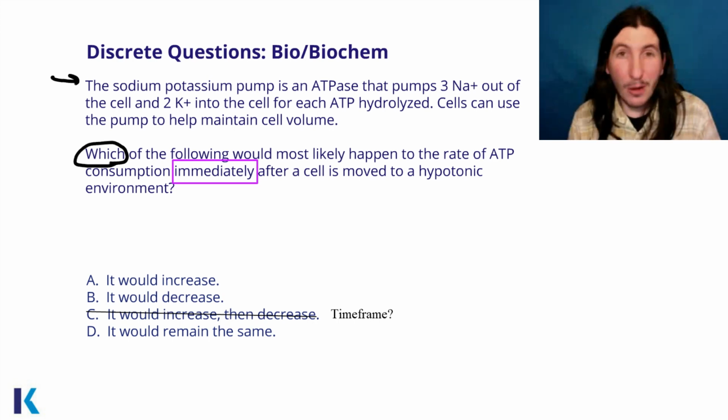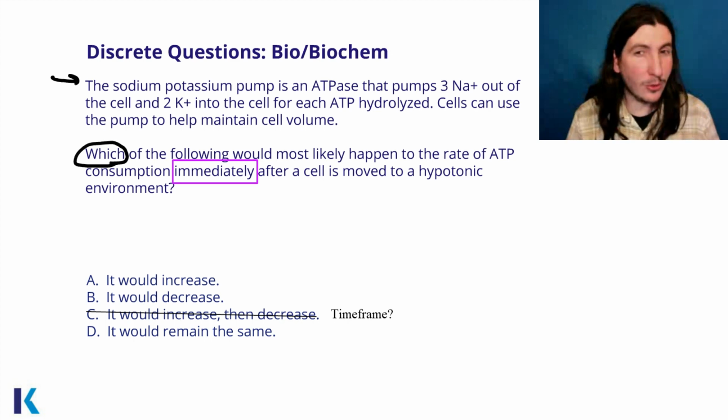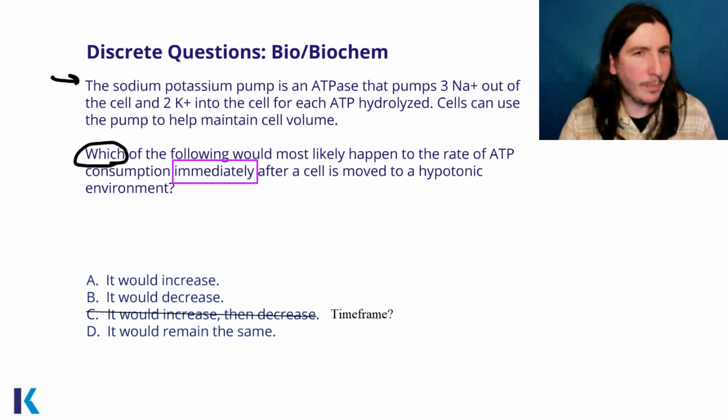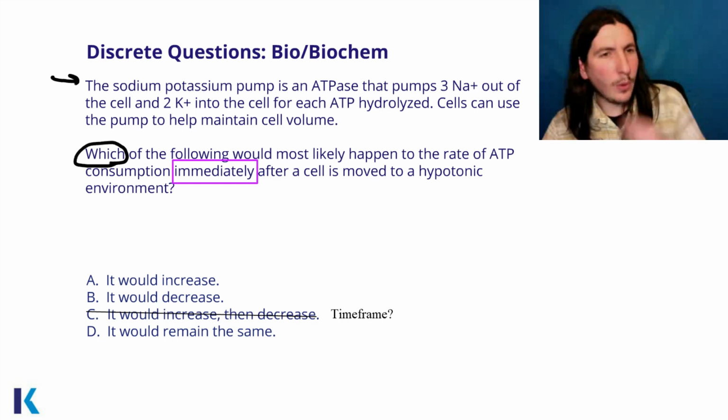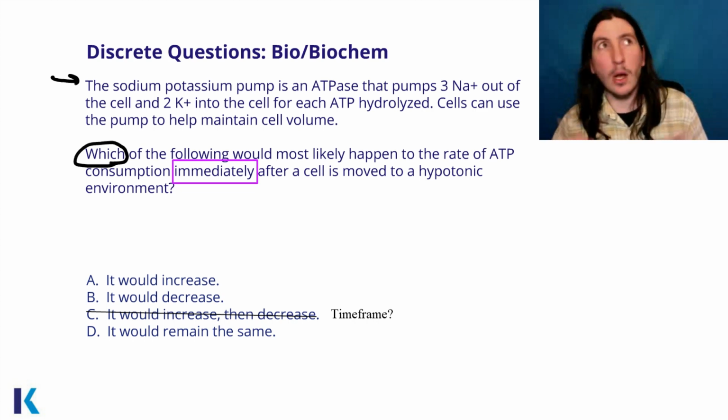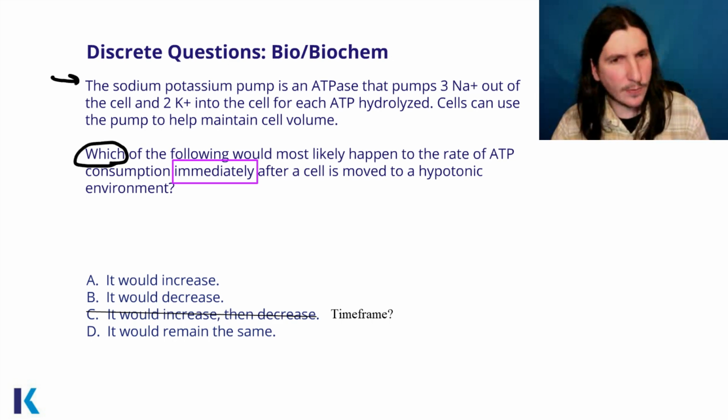Here, they're almost trying to slow you down by giving you more information than you need, but it's also helpful. So if we read this, we're introduced to the sodium-potassium pump. 3 sodium out, 2 potassium in for each ATP used. And the cells can use the pump to maintain cell volume. All right, it was all stuff I already knew, but they've reminded me of this process for a reason.